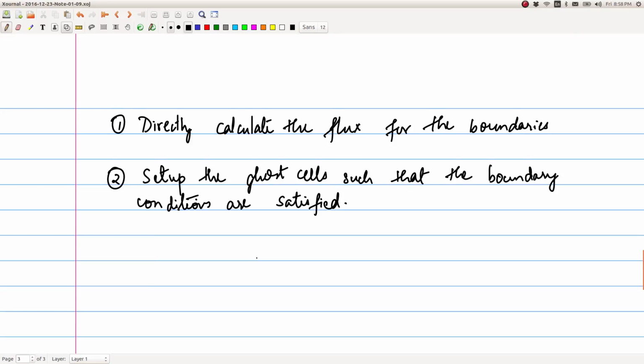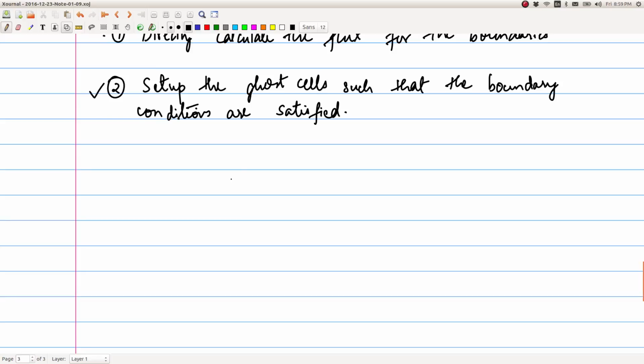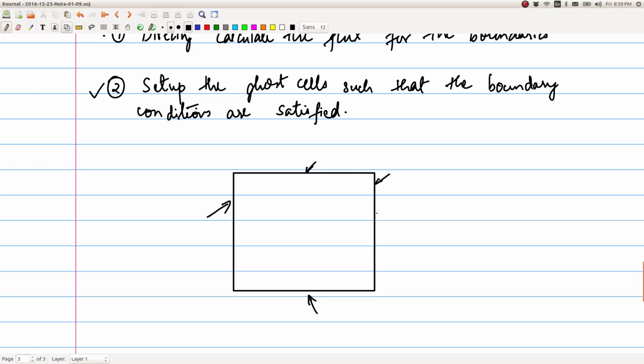These are the two ways in which we can apply boundary conditions. So we will be using the second method, but I'll briefly explain this method as well. How do we directly apply the boundary conditions? Let us say we have a domain. In this domain we need to apply the boundary conditions at these four boundaries. And because we know the boundary conditions, we can actually calculate the exact flux which is crossing these boundaries.